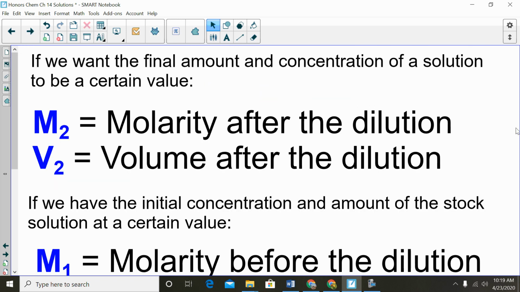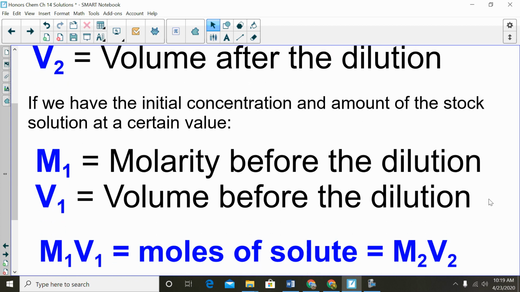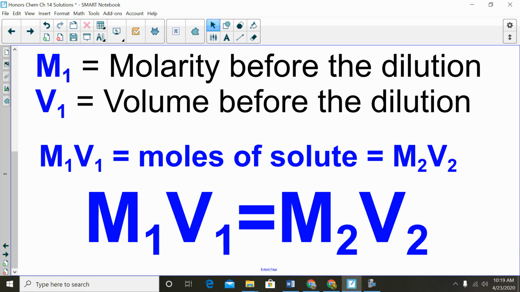Okay, so if we want the final amount and concentration of a solution to be a certain value, we refer to these as M2 and V2. So M2 is the molarity after the dilution. V2 is the volume after the dilution. If we have the initial concentration and amount of the stock solution at a certain value, right, that's where we're starting, that's our M1, which is the molarity before the dilution, and our V1, the volume before the dilution. So if M1V1 equals moles of solute and M2V2 equals moles of solute, they're both solved for moles, right? We can put them together in one equation. So it's M1V1 equals M2V2. This is what we're going to use in our dilution problems.